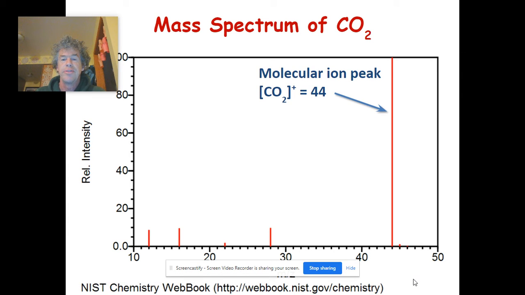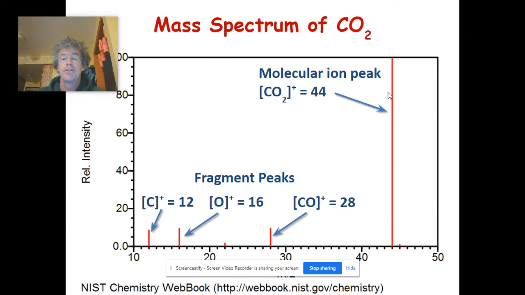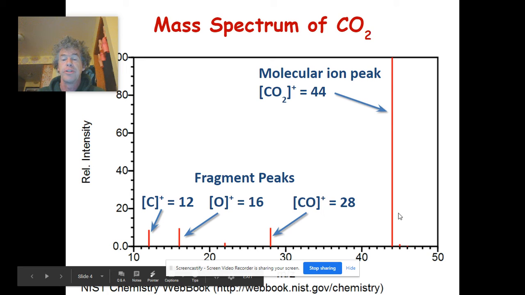So here CO2 is a mass of 44. And then there's fragments. So just CO plus is 28. O is 16. And just carbon is 12. So essentially the mass spectrometer has separated out the fragments of CO2, the carbon, the oxygen, carbon and oxygen together, and then CO2 plus there, which is where most of it would be.